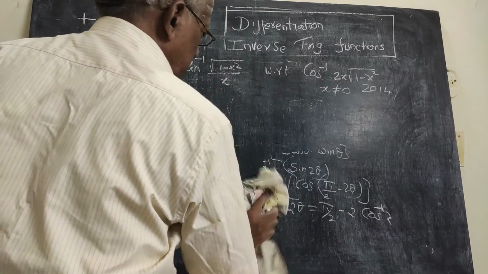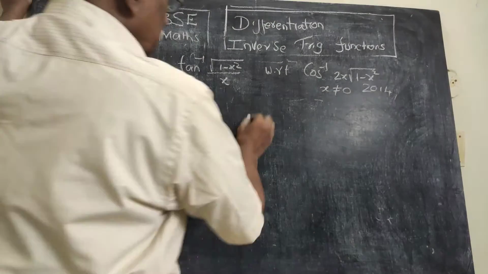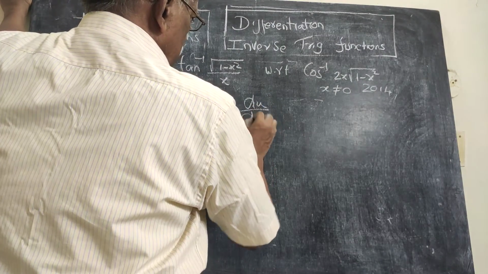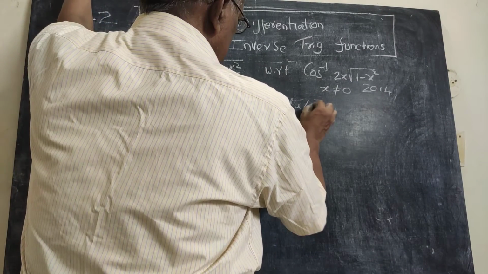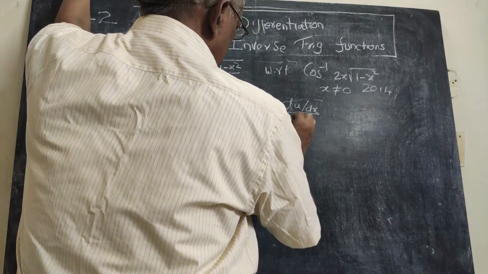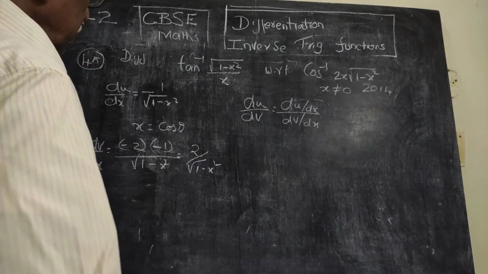So we want actually du by dv. U has to be differentiated with respect to v. So I need to find du by dv. So du by dx divided by dv by dx, the dx will get cancelled, so we will be getting du by dv.